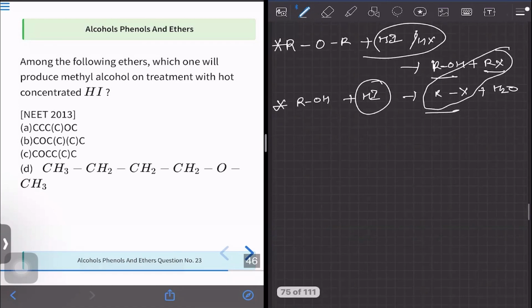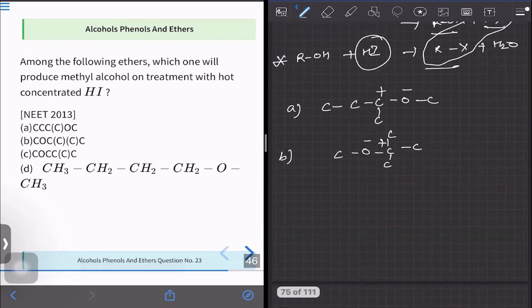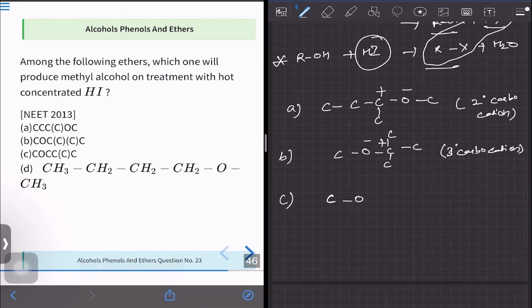alkyl halide plus water. In option A, that is C, C, C, O, C, this is O negative and C positive. In option B, that is C, O, C, C, C, it will be O negative and C positive. Here it is secondary carbocation, and it is tertiary carbocation. C, C.